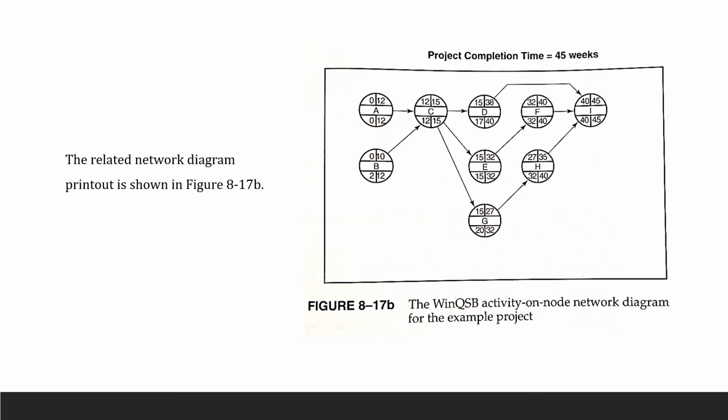So anyway, I'll go back here to the related network diagram printout. It looks like this. That's the project completion time at 45 weeks, giving you all of this. If you look at it carefully, it's a little bit different from the hand-drawn network diagram. Here is your A, B right there, C, D, E. So you know where the activities are.